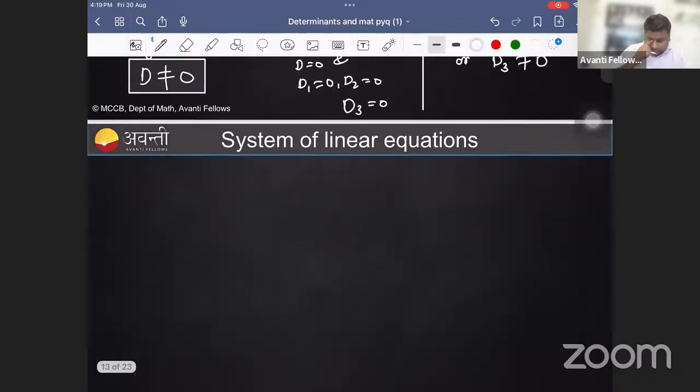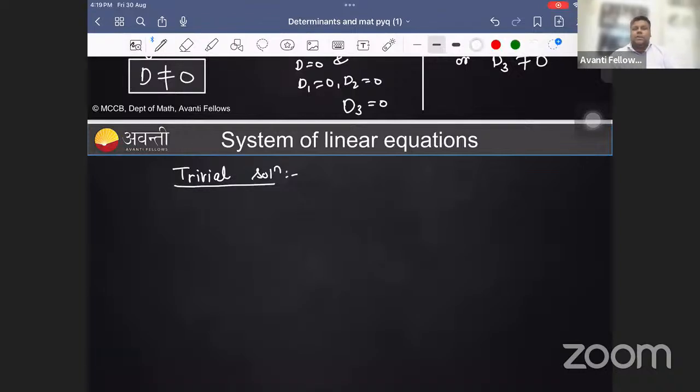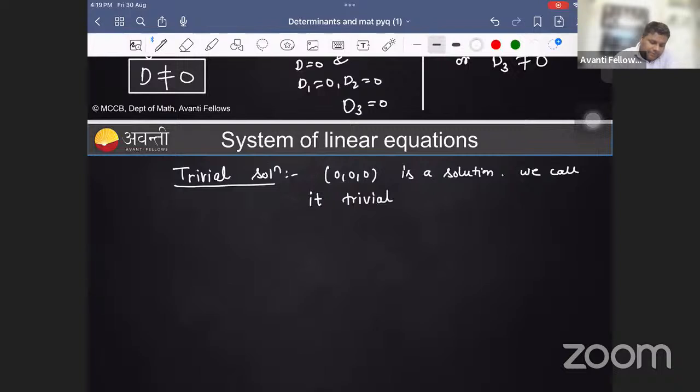Now there is one more thing we call trivial solution. Now, what is this trivial solution? When 0, 0, 0 is a solution, we call it trivial solution.